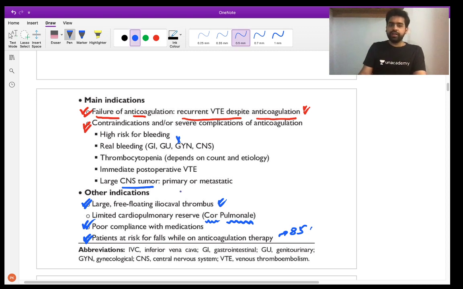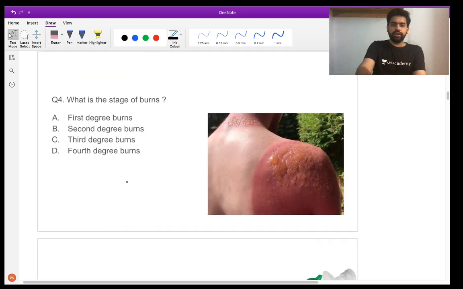So these are the relative indications, but the two absolute and most critical indications are failure of anticoagulation therapy, that means the patient is on anticoagulation therapy, still coming to you with recurrent venous thromboembolism despite anticoagulation, and the other is contraindication or severe complication to the anticoagulation therapy. And these are the relative indications we just saw, right? Now let us have a look at this particular figure.